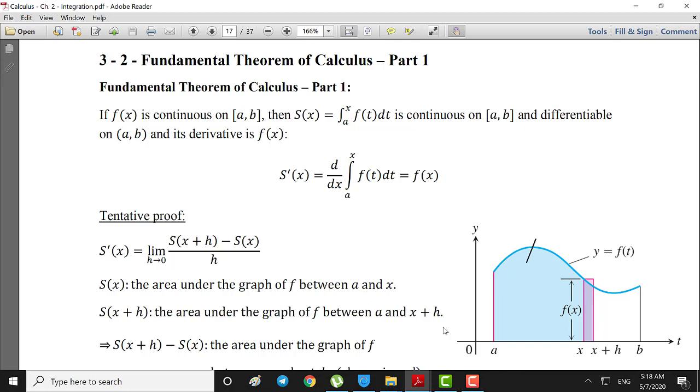Now, in this lecture, we're going to get acquainted with a very important theorem, which is called the fundamental theorem of calculus. In section 3-2, we see the first part of this theorem. This fundamental theorem of calculus is a two-part theorem, and here we get introduced to the first part of it.